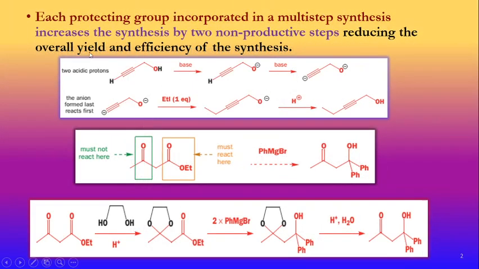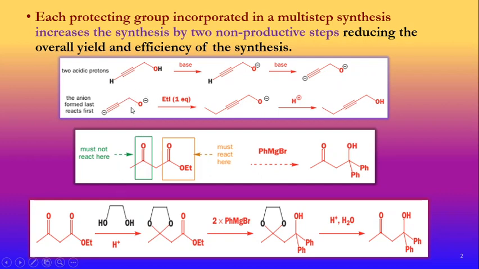Here are some examples of protection, but protection and deprotection are nothing but two extra steps which can decrease the percent yield of the reaction. Hence, as far as possible we try to avoid this. Protection and deprotection are two non-productive steps. Therefore, we try to avoid these two steps.